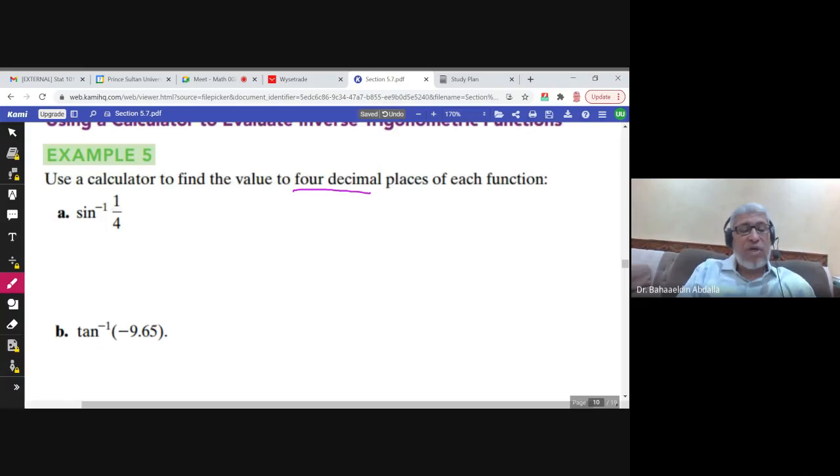So shift mode and make sure that you are in radian mode, and ask for sine inverse. You have sine inverse above the sine key, so you need to use shift sine. You will see sine inverse, write 1 over 4 and ask for the answer. The answer is 0.25268. So I'll make it 7 because he asked for 4 decimal places. So this is in radian mode.